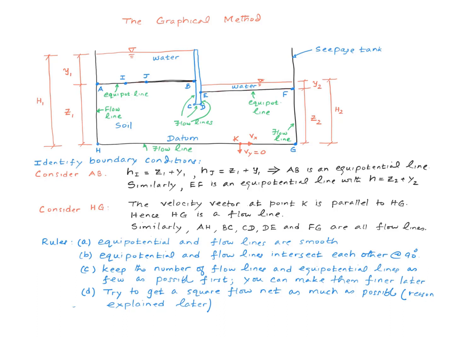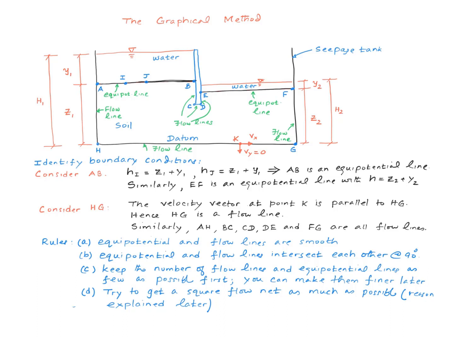Number 4, we want to try to get a square flow net as much as possible, and I'll explain the reason in the next slide. Square means they are curvilinear squares, not squares consisting of straight lines, because these flow lines and equipotential lines are curves, right? So you want to try to get curvilinear squares.